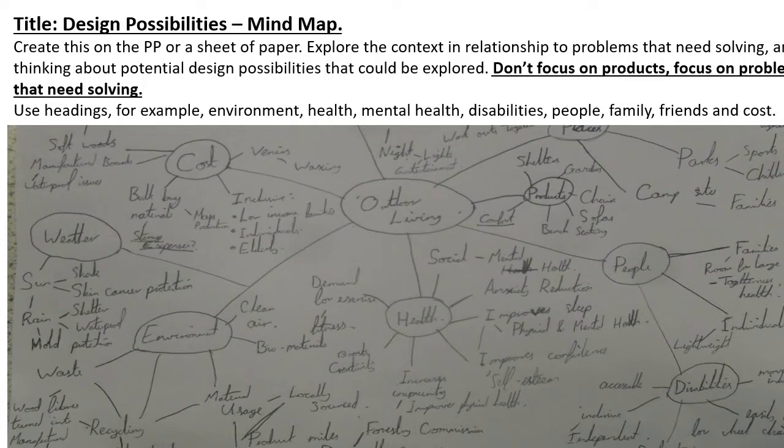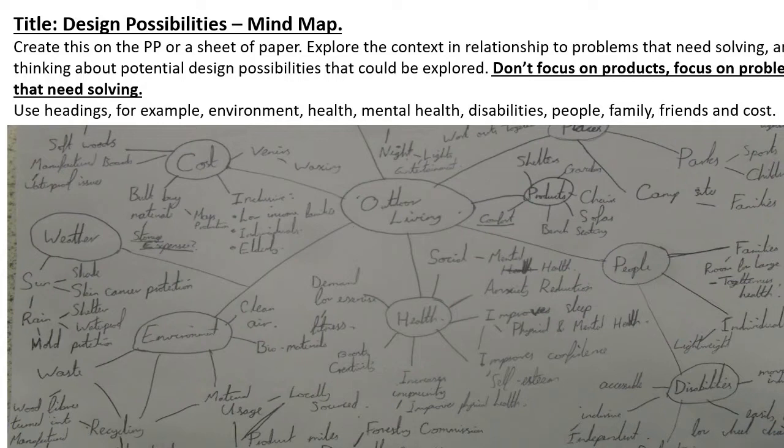So the first page is called Design Possibilities Mind Map. I'm going to create this on a PowerPoint or a sheet of paper and then we can scan it in. Explore the context in relation to the problems that need solving by thinking of possible design possibilities that could be explored. Again, do not focus on products, focus on the problems that need solving.